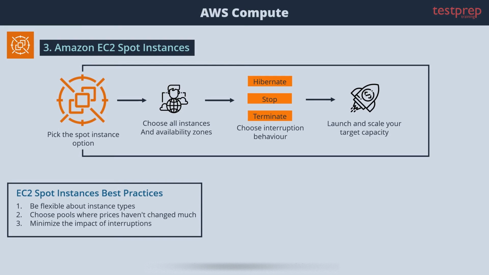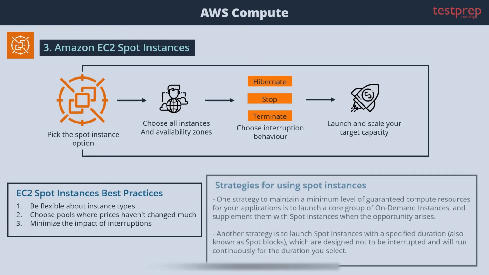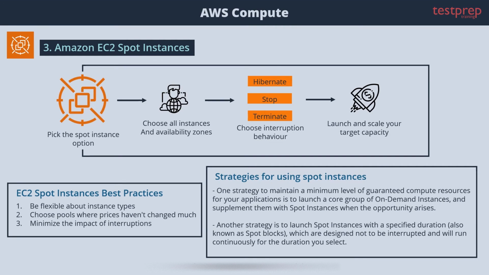3. Minimize the impact of interruptions. Amazon EC2 Spot's Hibernate feature allows you to pause and then resume Amazon EBS-backed instances when capacity is available. You can also stop or terminate your Spot instances when EC2 reclaims the capacity back with 2 minutes of notice. One strategy to maintain a minimum level of guaranteed compute resources for your applications is to launch a core group of on-demand instances and supplement them with Spot instances when the opportunity arises.